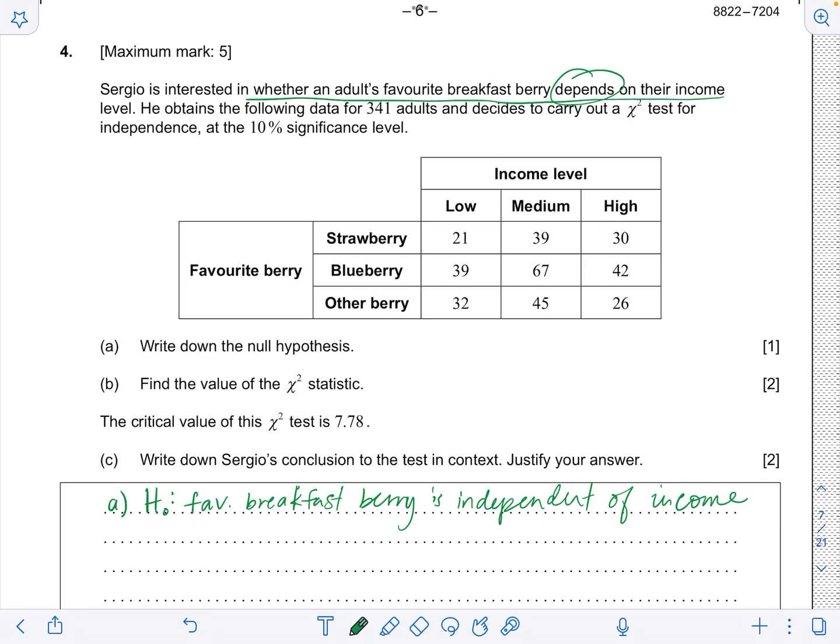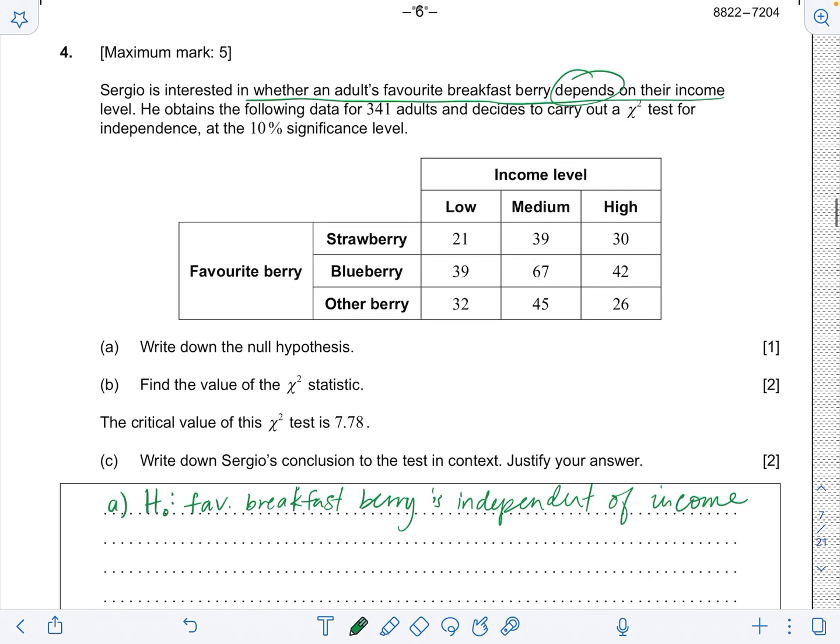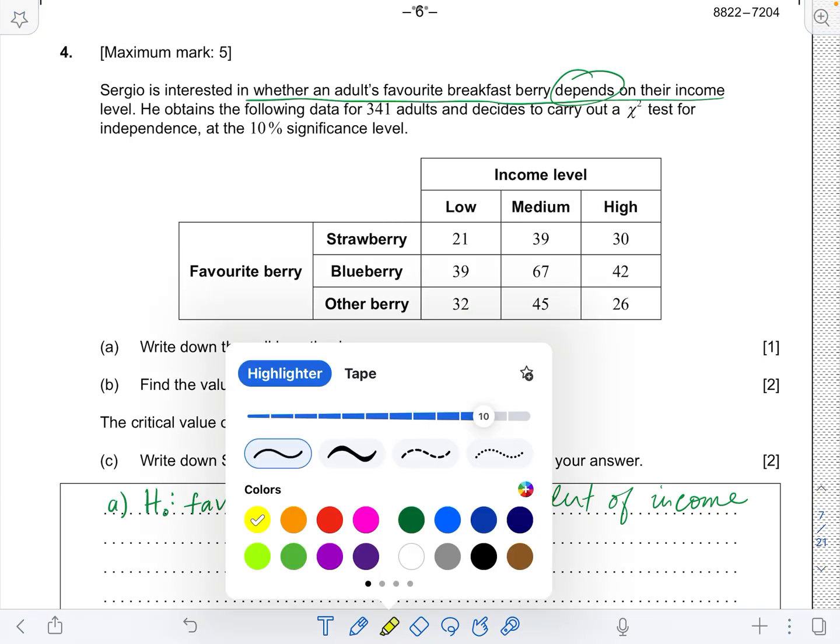Okay. Part B wants to find the chi-squared test statistic. You're going to have to create a table of expected frequencies in matrix form, and I have gone ahead. Let me choose a different color here. And you have to do that.